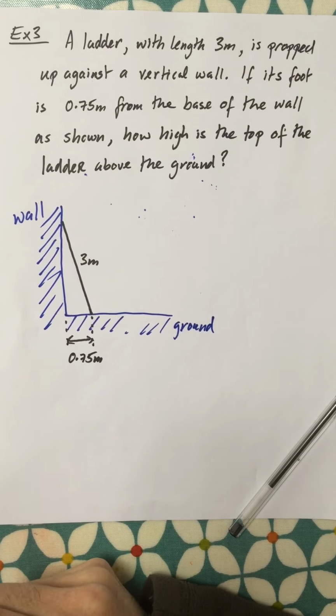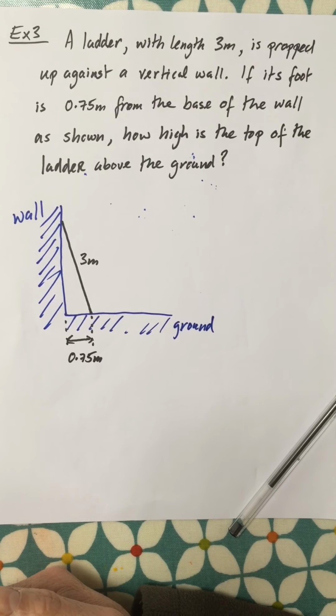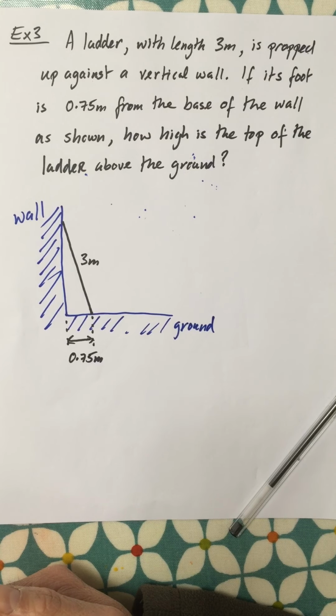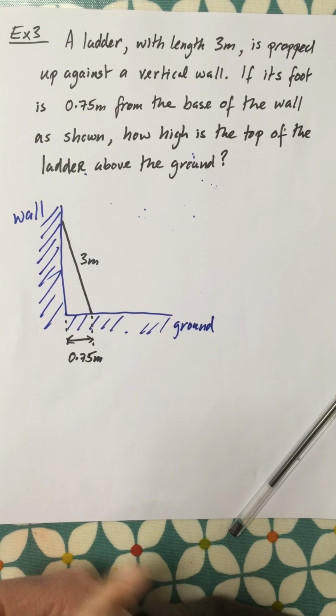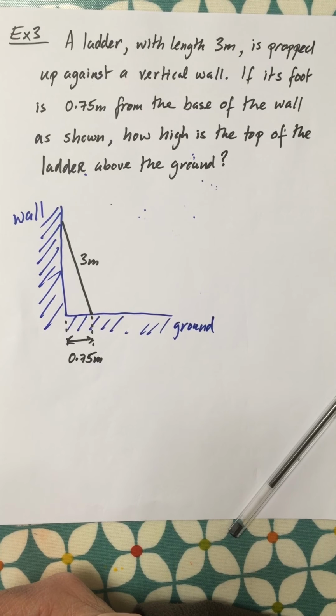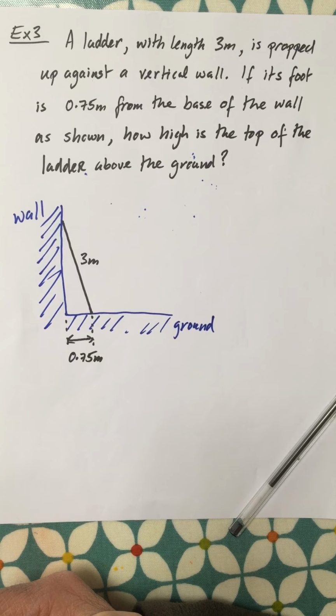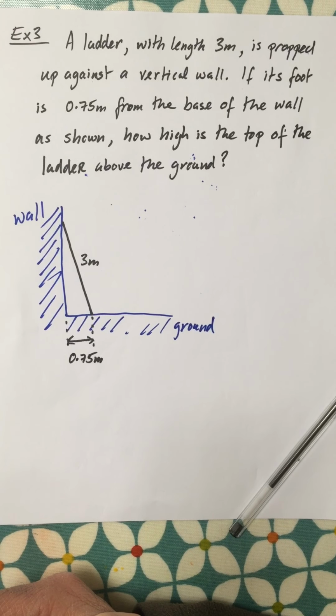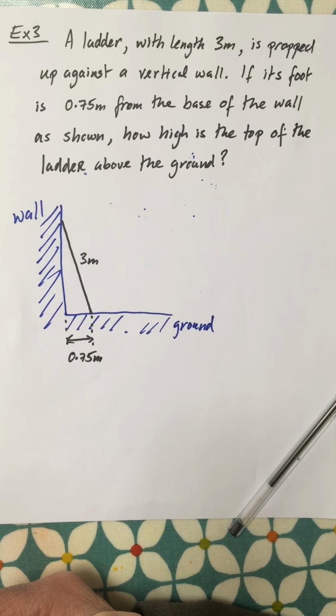In this last example of using Pythagoras' theorem, I have example 3. And the question is, a ladder with length 3 meters is propped up against a vertical wall. If its foot is 0.75 meters from the base of the wall as shown, how high is the top of the ladder above the ground?